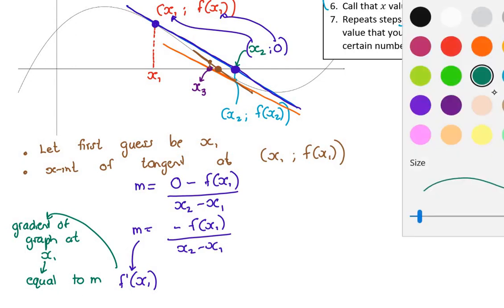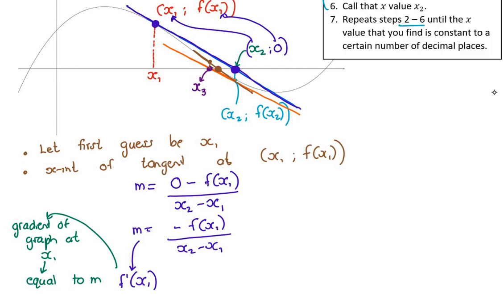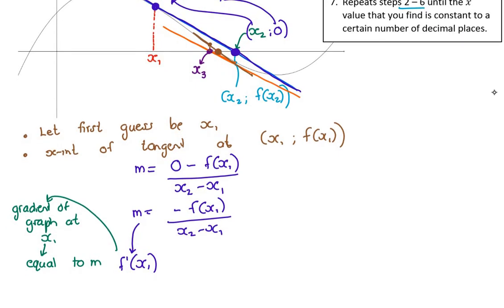So instead of actually using m equals, I can now use f dashed of x1. So f dashed of x1 is actually equal to minus f of x1 all over x2 minus x1. Now, what were we trying to find here? What was the whole point of this? The whole point of this is we're trying to find the x-intercept of this tangent.